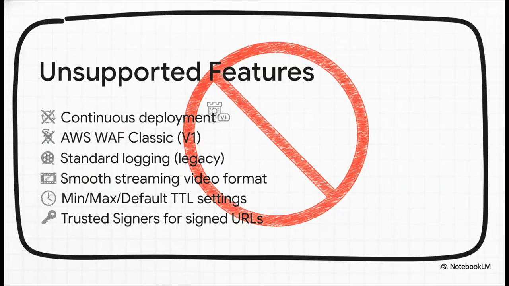And here are a few other key features that you can't use with multi-tenant distributions. Things like continuous deployment, the old WAF Classic, and trusted signers for signed URLs. They're not available here. So you'll definitely want to review this list and make sure this architecture is a good fit for everything you need to do.